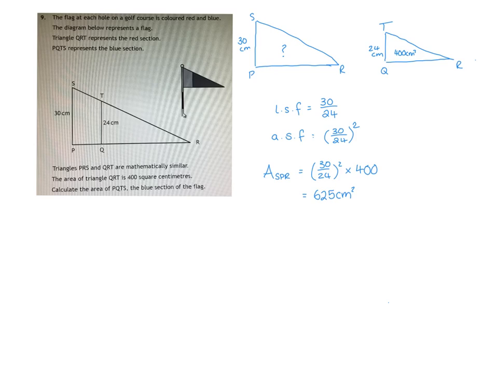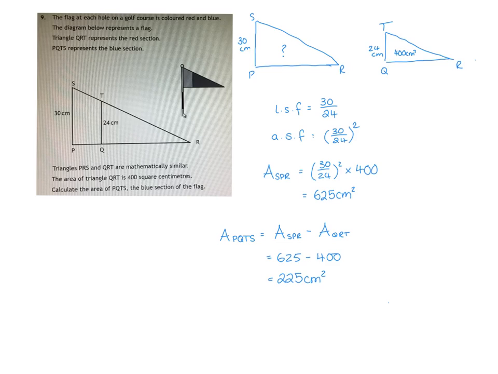But we've not been asked to find that area, we've been asked to find the area of PQTS. So that's going to be the area of the big one, SPR, take away the area of the small triangle, QRT, which is the 400. We're taking away that 400 just to get left with that little quadrilateral shape there. So we get that it's 225 centimetres squared.